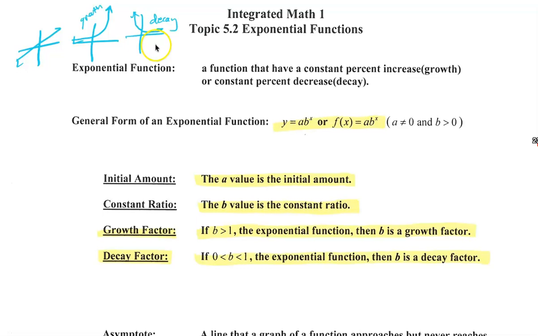Right, so that's the difference between an exponential and a linear. This is a linear function. It's a line. And then these are exponential functions. They grow really fast and they decay really fast.